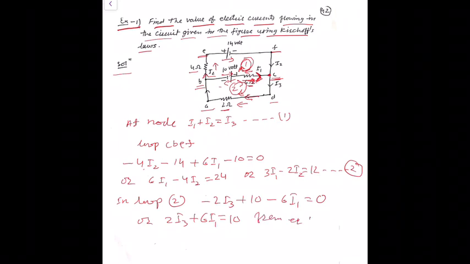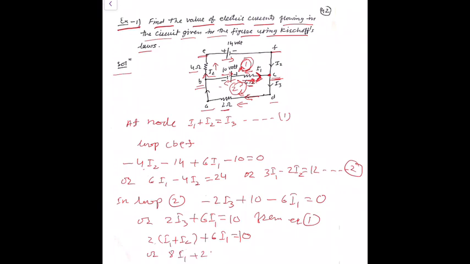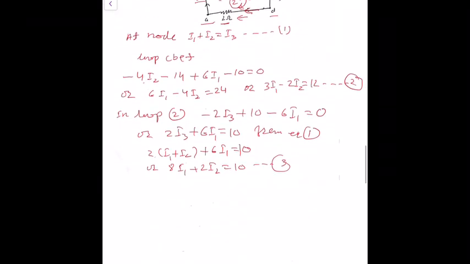From equation 1, we can write 2 I1 plus I2 plus 6 I1 is equal to 10, or we can write 8 I1 plus 2 I2 is equal to 10. It is equation 3.